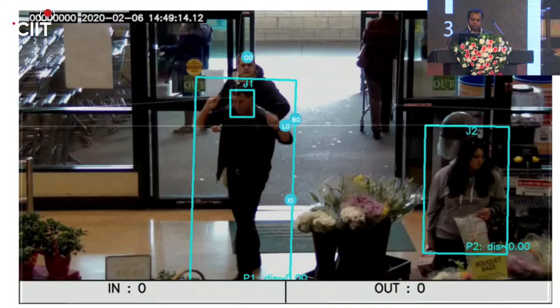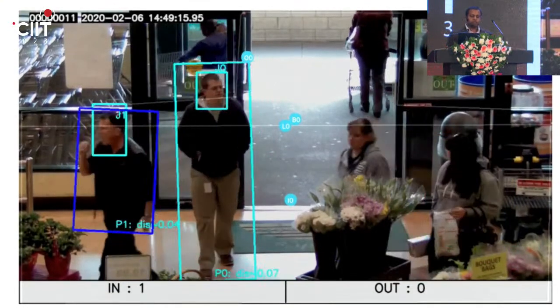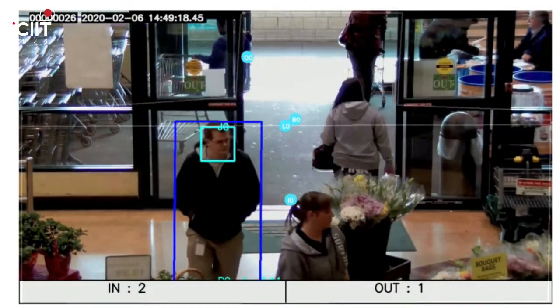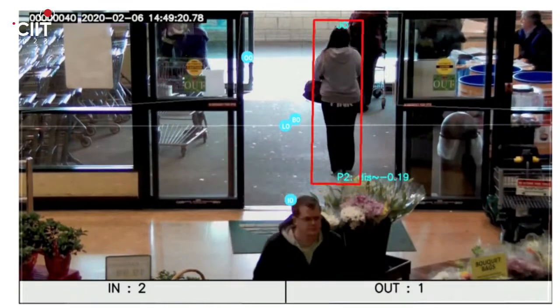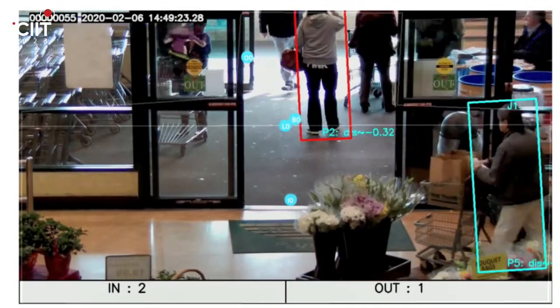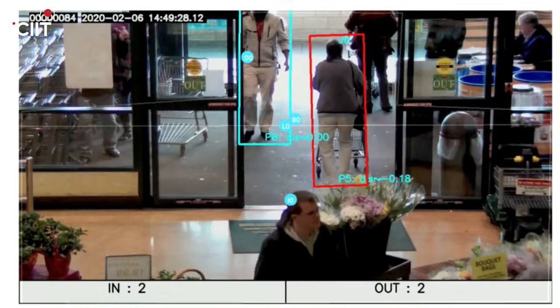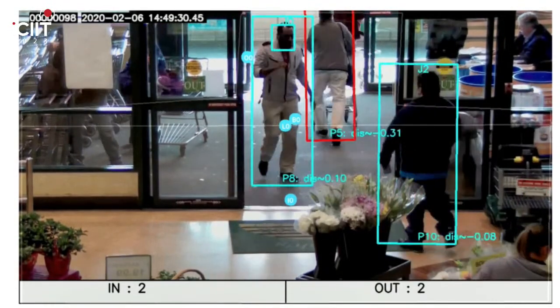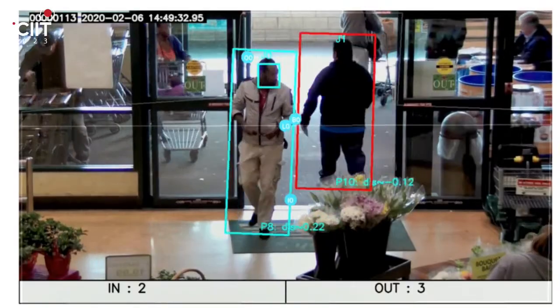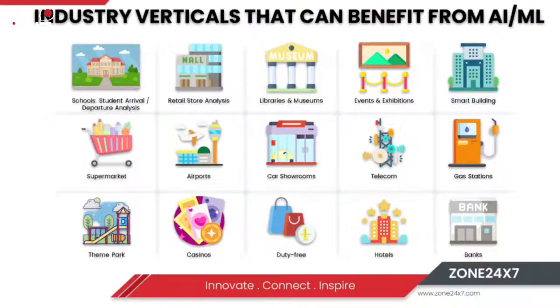This is an example video that I would like to show, which shows a basic traffic counting example where our engine identifies the in and out count in real time. This can be performed on stored video as well. And we took retail as an example, but it is not limited to retail. It can be malls, museums, events, hospitals, exhibition centers, and the list goes on and on.